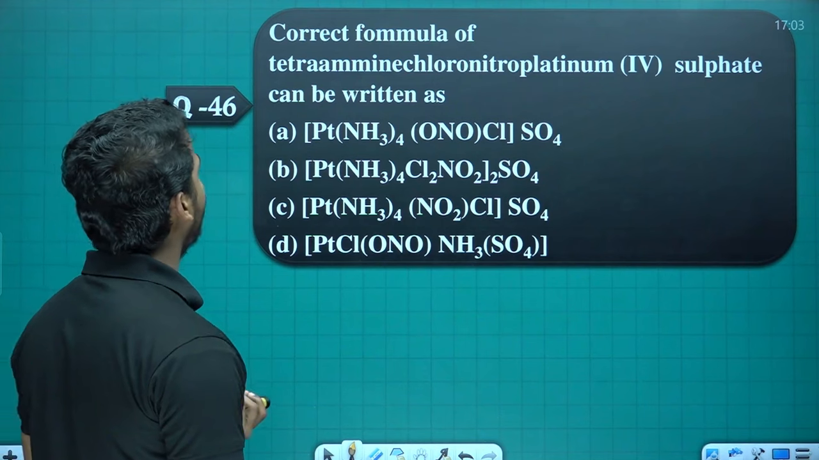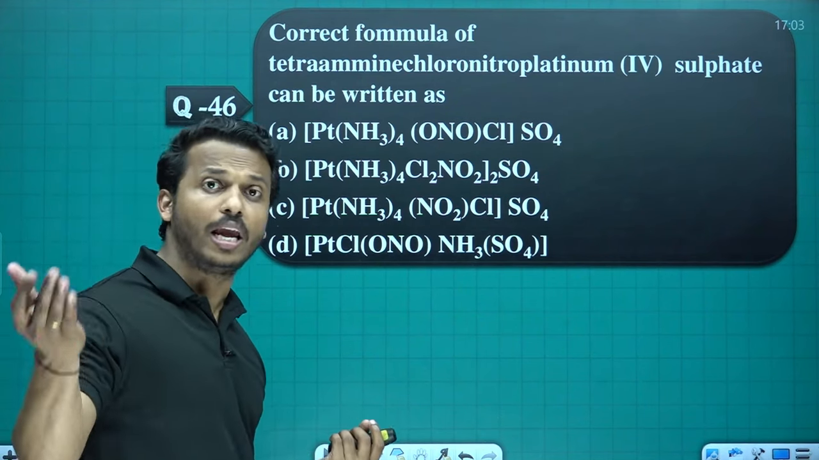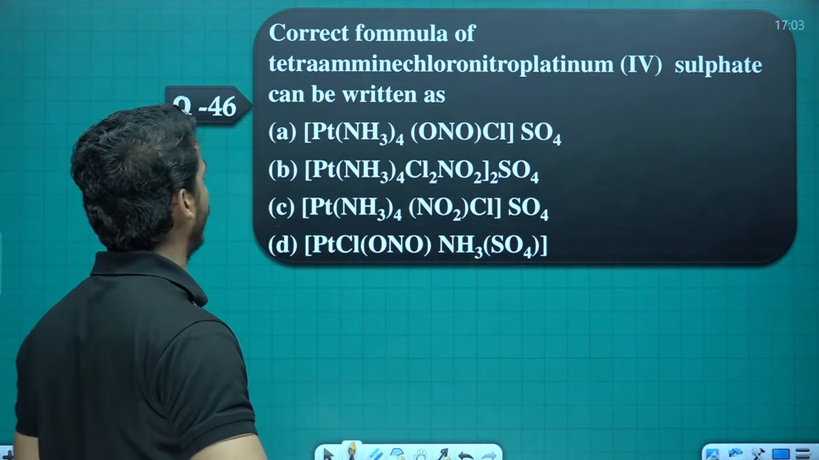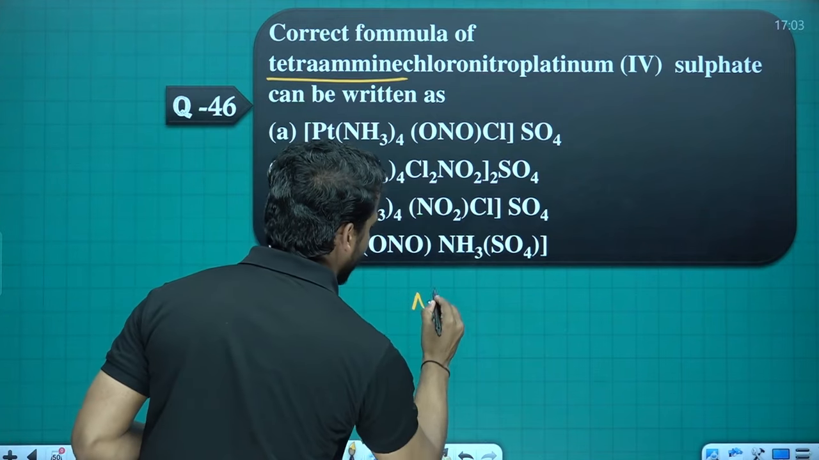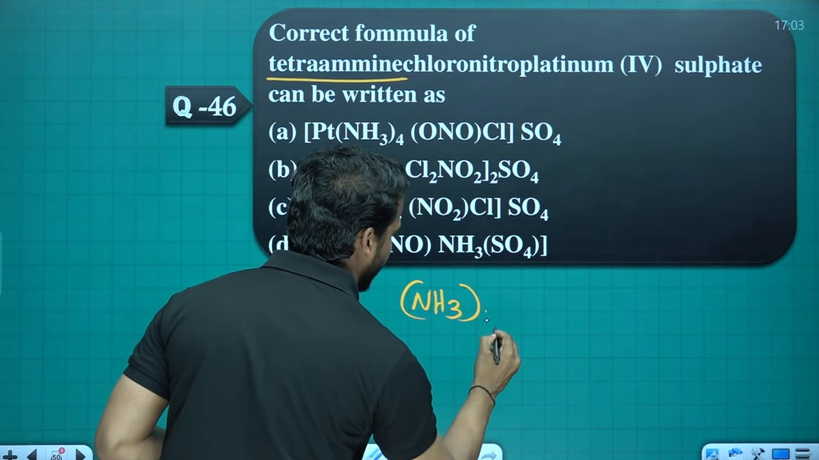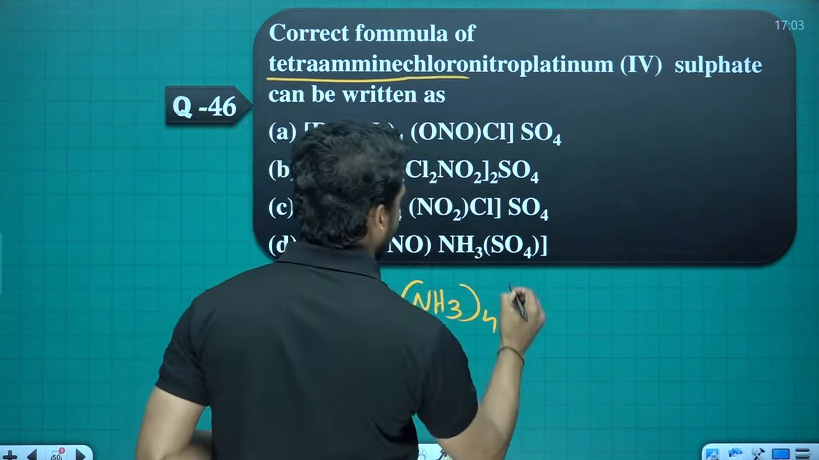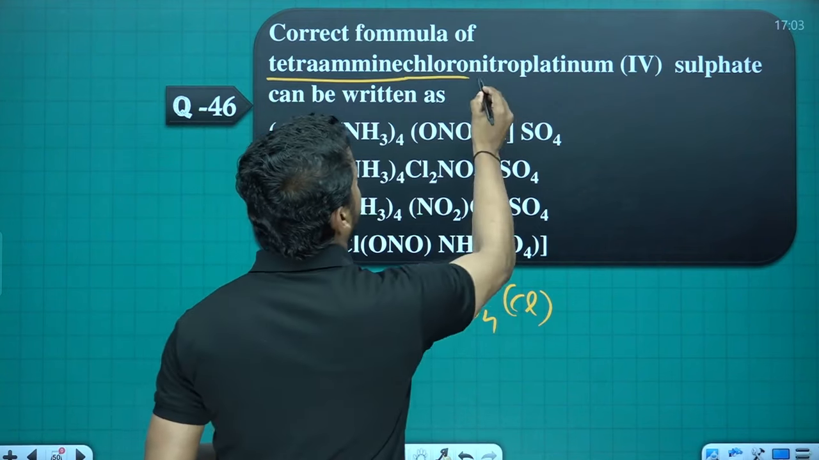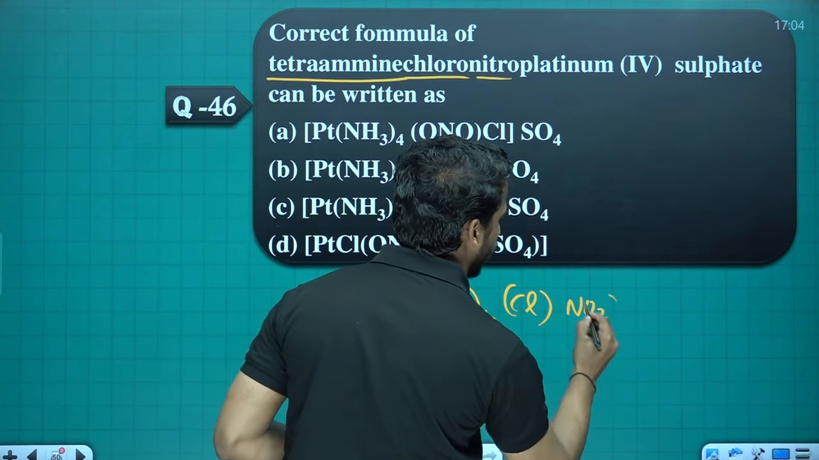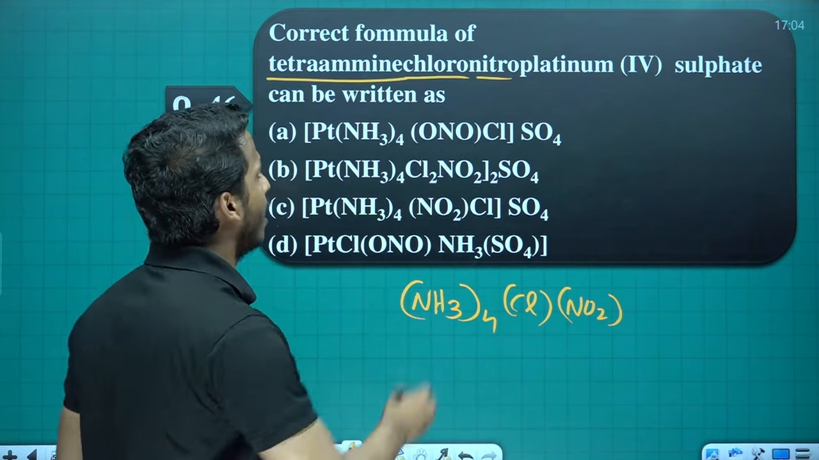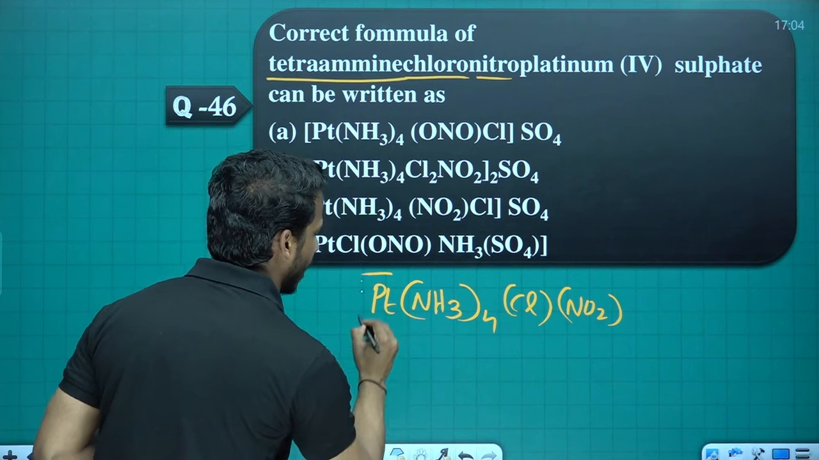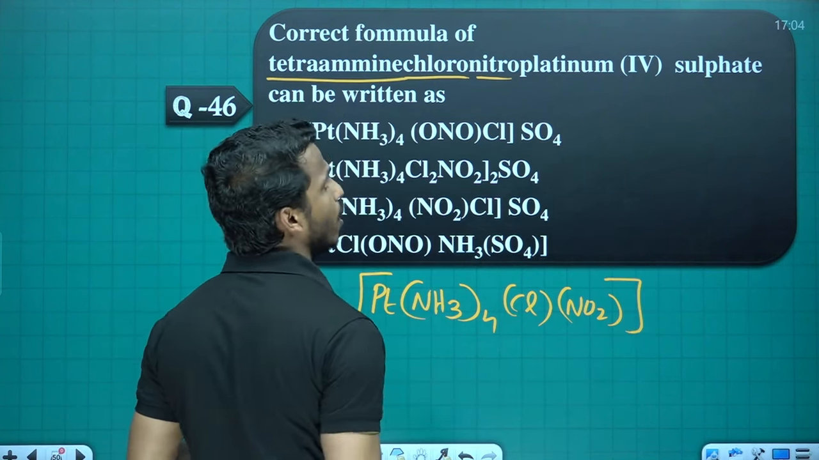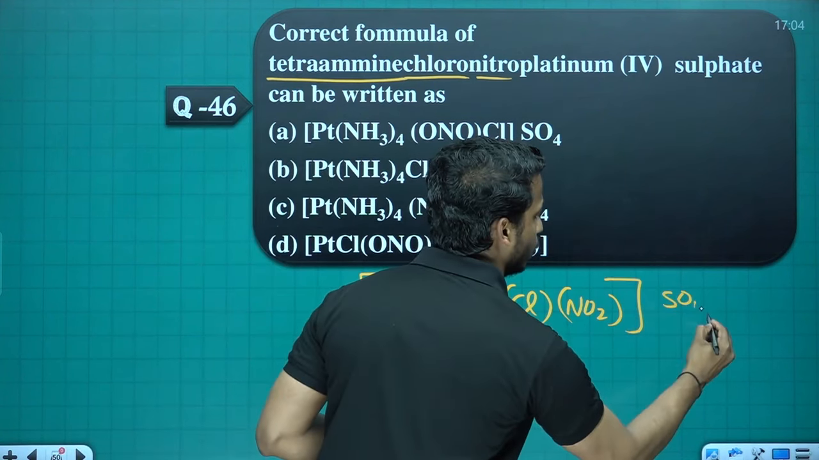Now, what is the correct formula of the complex? They ask you name to structure, structure to name. Okay, careful. Tetraammine. What is tetraammine? NH3, 4 times. Chloro, that means one chlorine is there. Nitro means NO2, or we normally call it nitrito-N. Platinum, Pt, is the metal atom, and 4 is the oxidation state and sulfate is outside.